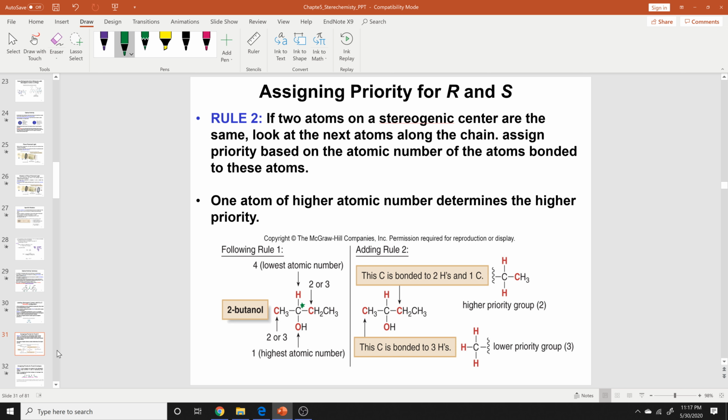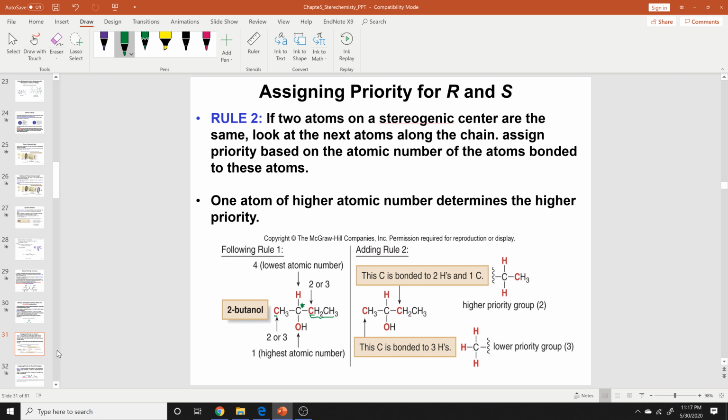Now, if 2 atoms are the same on the stereogenic center, like here, I have a carbon here and a carbon there. These 2 are the same. Now you have to look at the next atom. So here the carbon is connected to a hydrogen. Here the carbon is connected to a carbon, and that carbon is connected to a carbon. Notice I didn't say this carbon is connected to a hydrogen. No, because I have a carbon, carbon. I have a chain. So the carbon is connected to a carbon, and that carbon is connected to a hydrogen. Definitely this one is going to be a higher priority, higher atomic number.